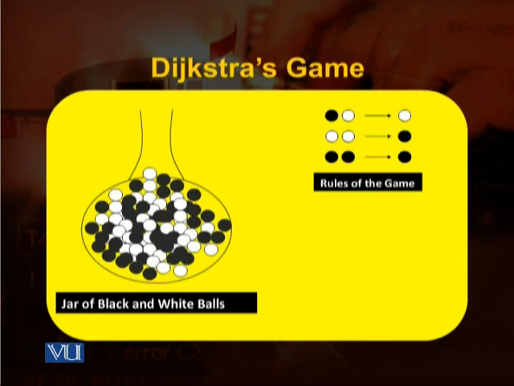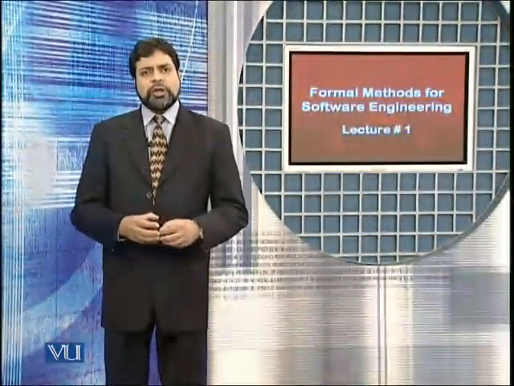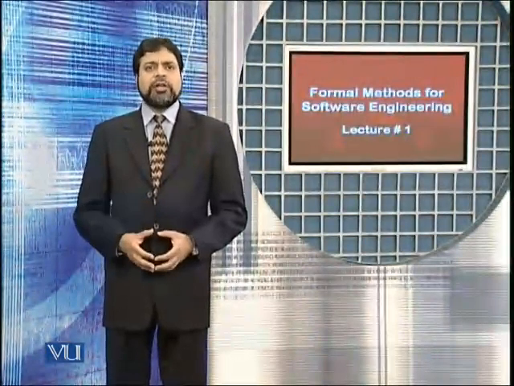Now the game is like this: if we pull out 2 balls which are of the same color, that is 2 white balls or 2 black balls, we put 1 black ball back into the jar. If the 2 balls are of different colors, that is, one is white and the other one is black, then we put the white ball back into the jar. So we pull 2 balls from the jar, and from these 2, we simply look at the balls.